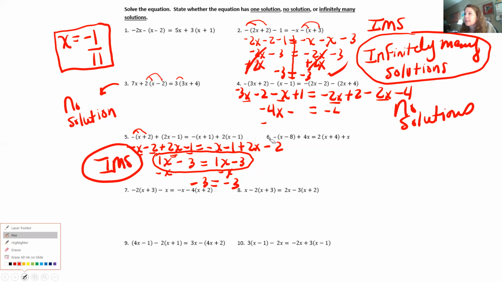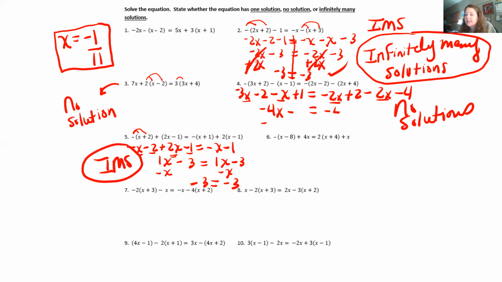Number 6, trying to get rid of some of this. I'm distributing that negative sign. So negative times 8 is -8. The opposite of -8 is +8. Plus 4x is equal to 2 times x is 2x. 2 times 4 is +8 plus x.